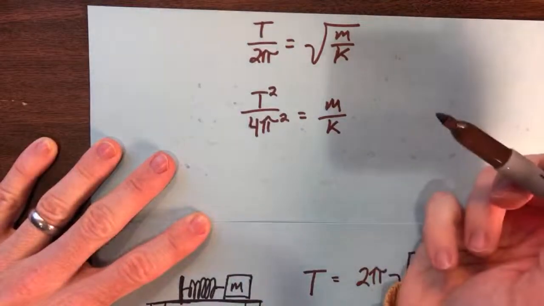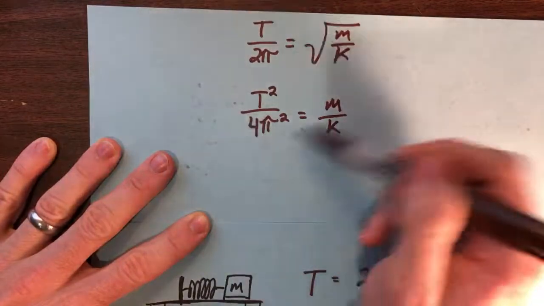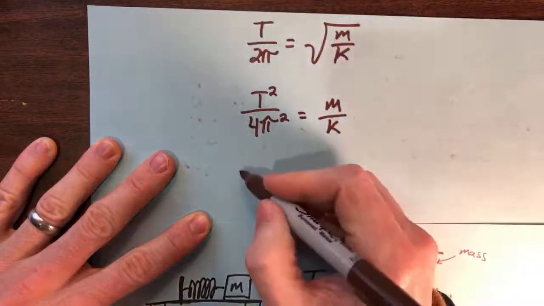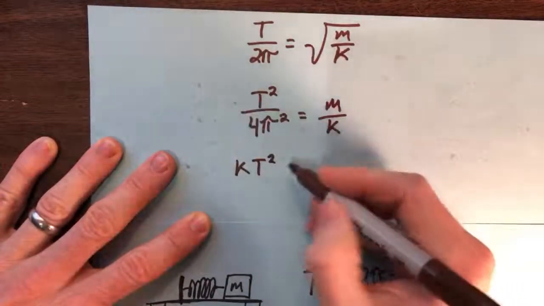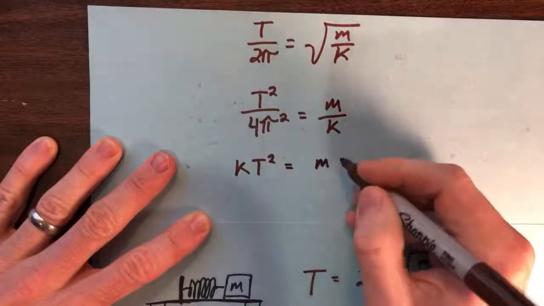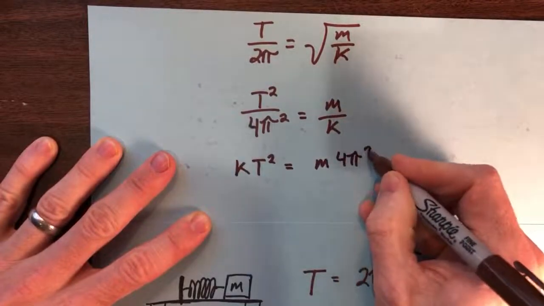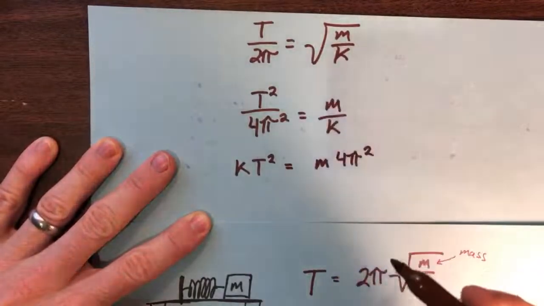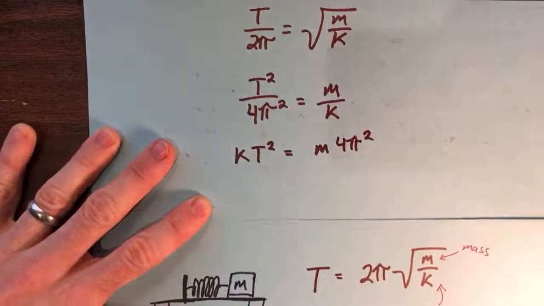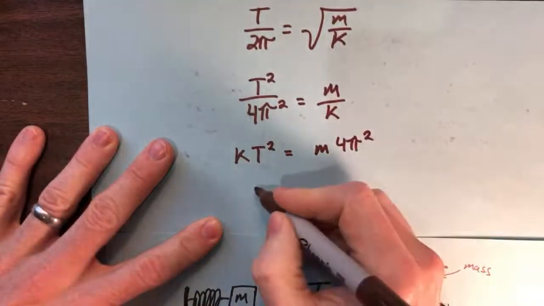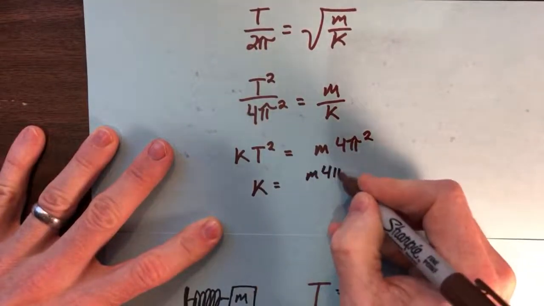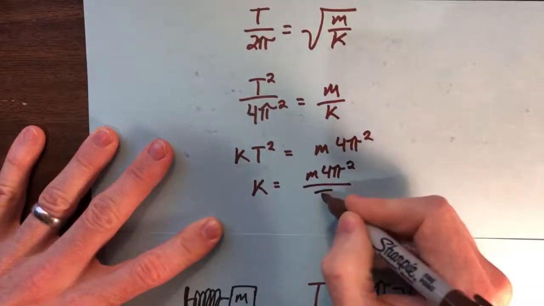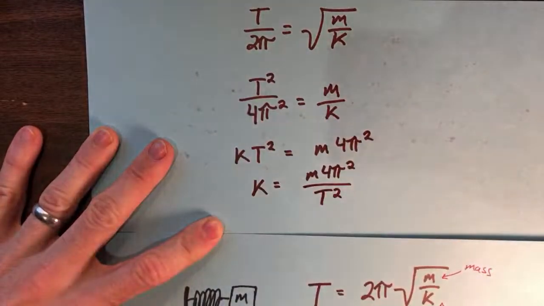Let me just take the cross multiplication because that's going to get rid of these fractions. So that's going to be K T squared, right? So this side is going to equal M 4 pi squared, or 4 pi squared M, however you want to do it. Then all we need to do is divide both sides by T squared. So K is going to be M 4 pi squared over T squared, okay? And that's the equation that we're going to be using to solve for K.